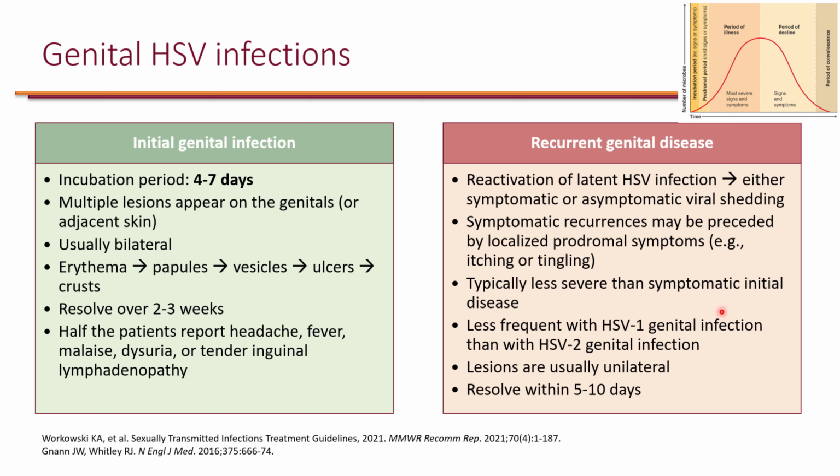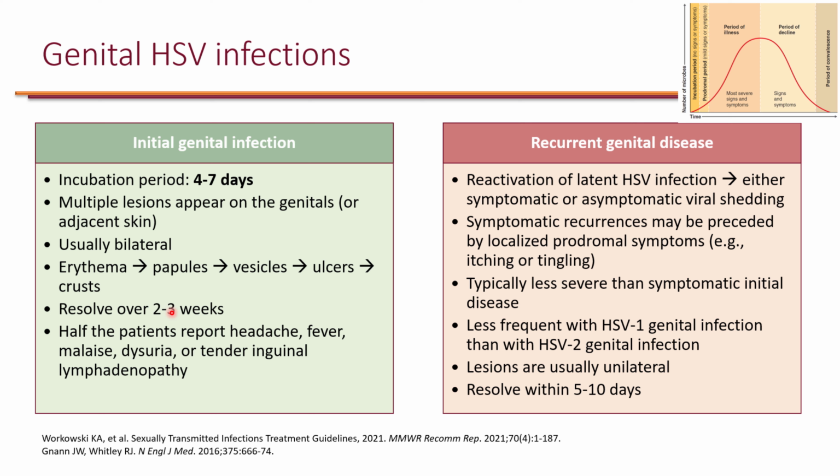Now let's take a look at some of the manifestations of genital HSV infection specifically. So one thing to note is that the incubation period is about 1 week, so 4 to 7 days. So essentially once somebody is exposed, it will take about a week for symptoms to develop. And the initial infection is essentially lesions that appear at the site of transmission, so typically the genitals or the adjacent skin. For the initial infection, the lesions are usually bilateral, so there is some symmetry, and essentially the lesions progress from erythema to papules to vesicles to ulcers that ultimately develop a crust. And without treatment, this essentially resolves over 2 to 3 weeks.